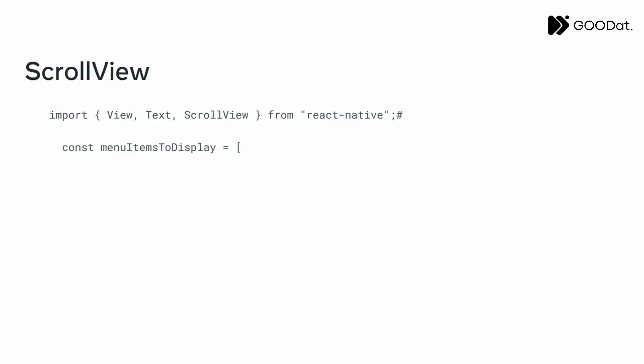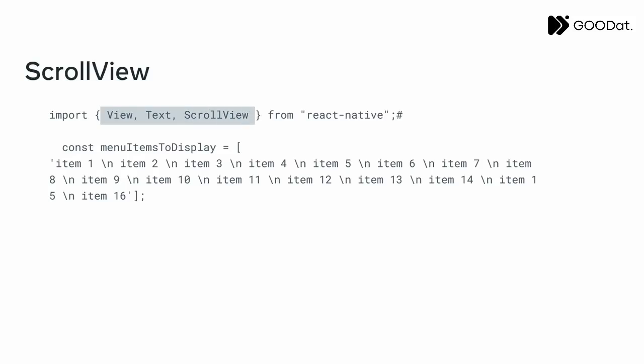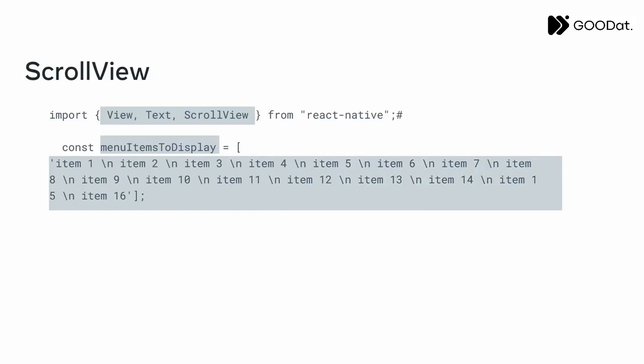Now, let's examine the syntax necessary for building a scroll view menu in React Native. This will entail using a combination of view, text, and scroll view components. First things first, you must import the ScrollView component from the React Native package. Notice here that I've already declared a constant array called menuItemsToDisplay, and this is going to have a lot of text that is going to display as a scrollable list.